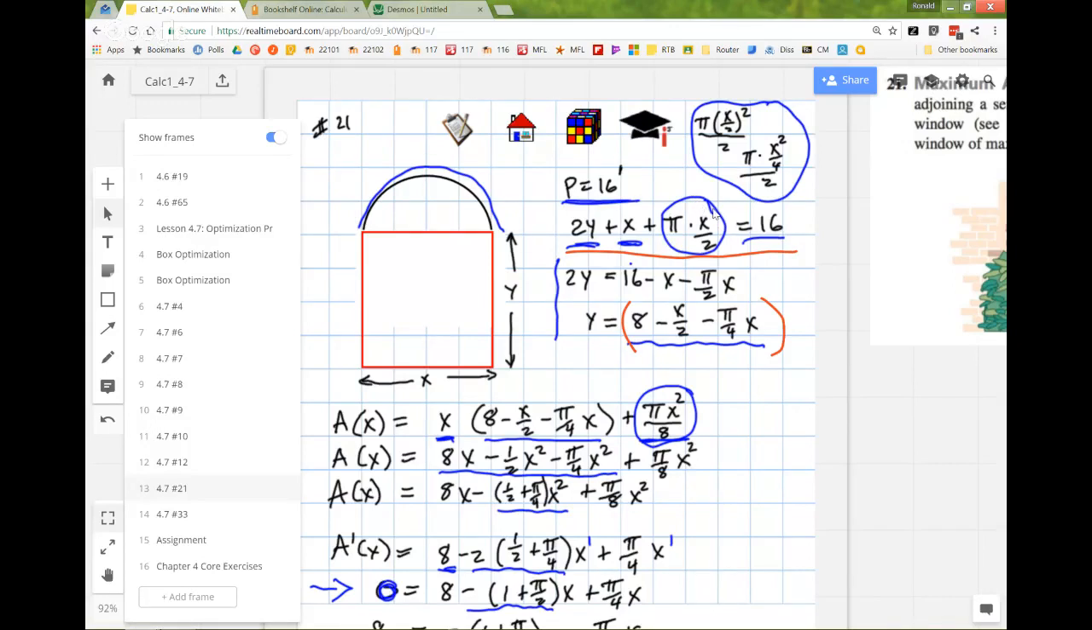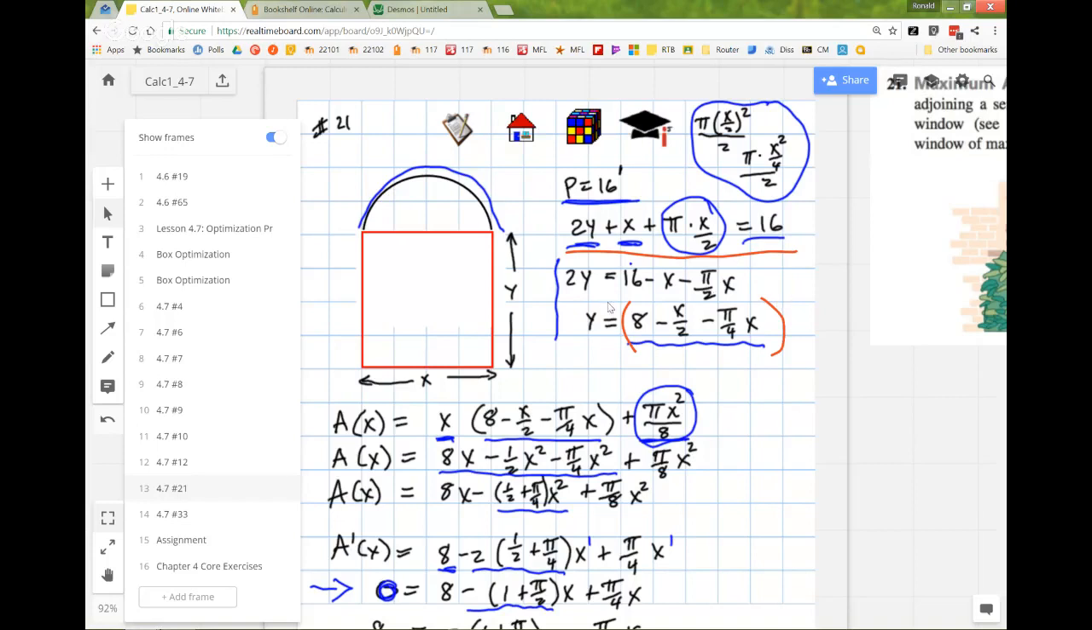Where did I get that from? Well, for this, I need half of a circumference, half because it's a half circle. What's circumference? Pi times diameter. The diameter of this thing, as you see at the bottom here, is X. So pi times X. But I don't want the whole circumference. I want half of it. So that's why it's pi times X over 2. Okay, equals 16.